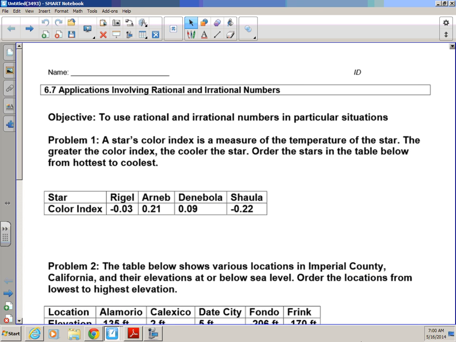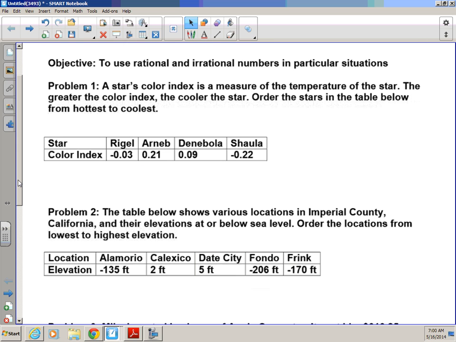So the purpose of today's lesson is to use rational and irrational numbers as applied to certain problems. If we take a look at the examples, we have 4 stars that have a color index, and we want to order the stars from hottest to coolest. The greater the color index, the cooler the star.